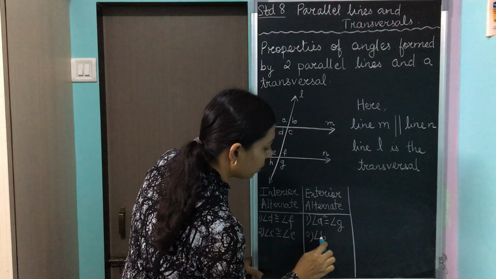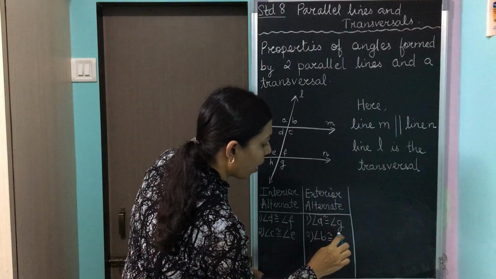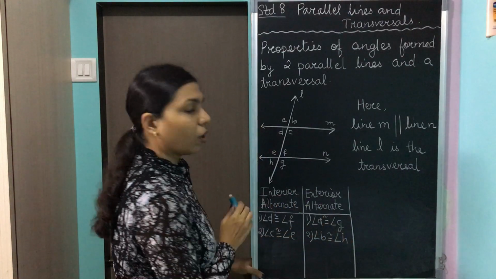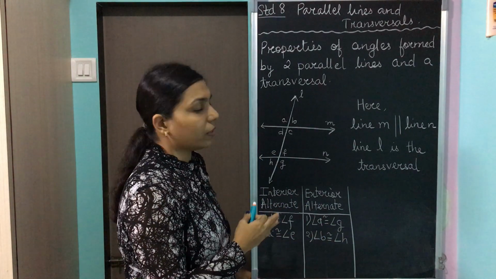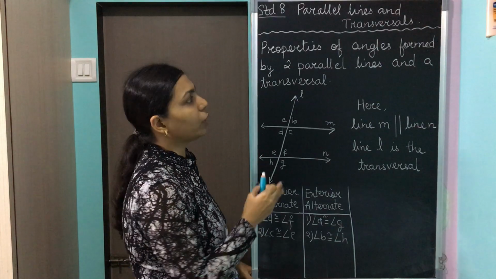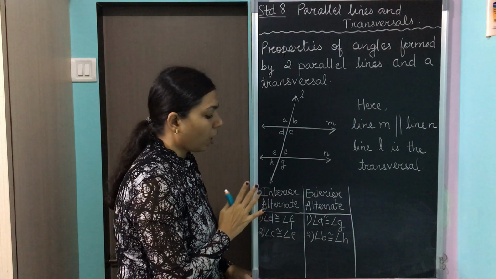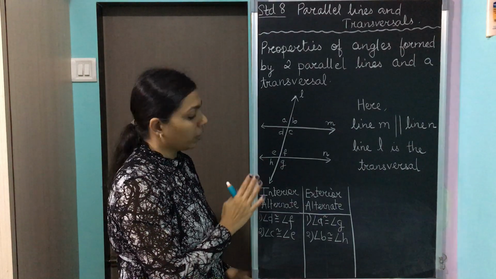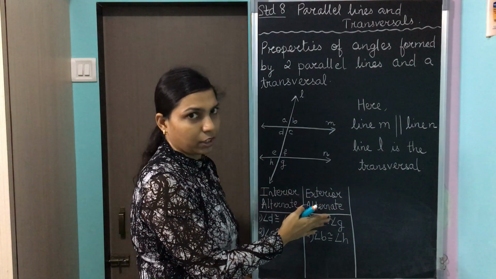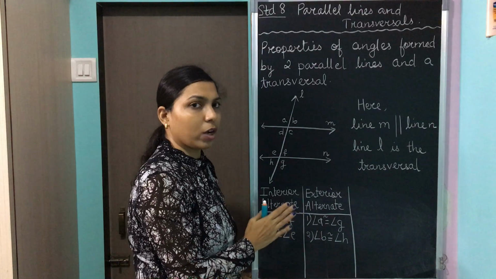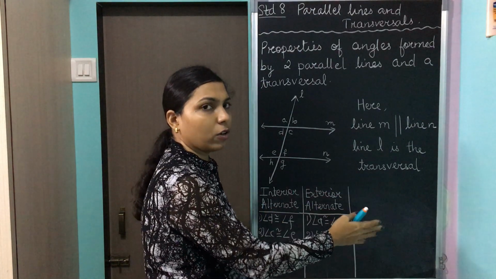Angle B is congruent to angle H. With this we come to know that when you have parallel lines and a transversal to it, the alternate angles which are formed, interior alternate and exterior alternate, both of the alternate angles are also congruent.